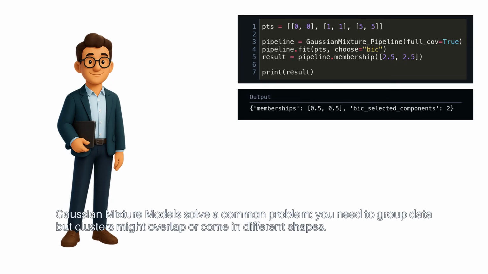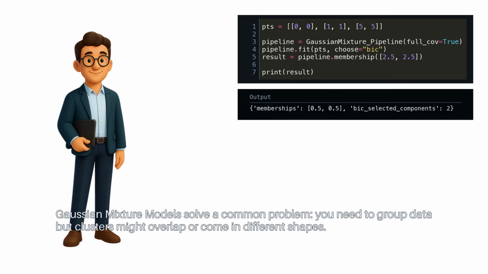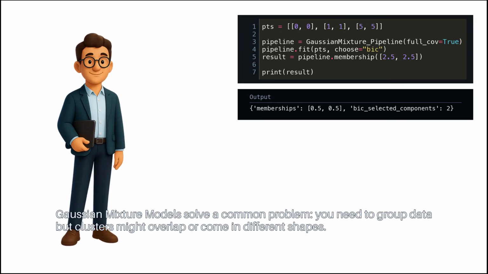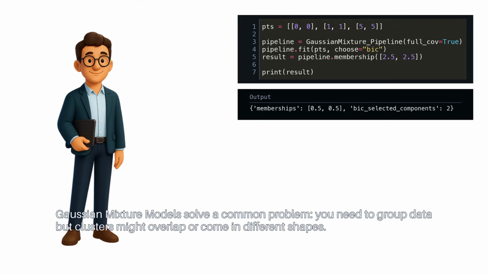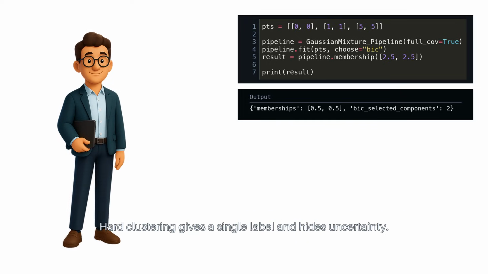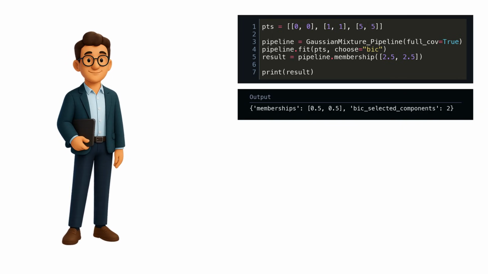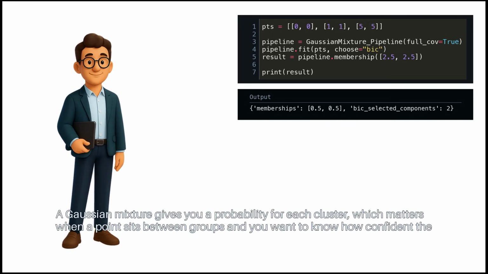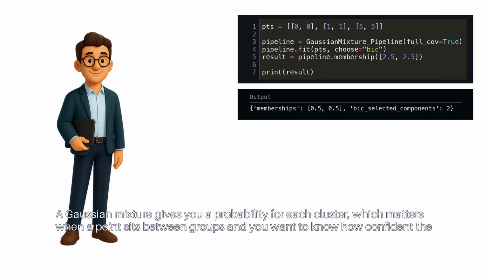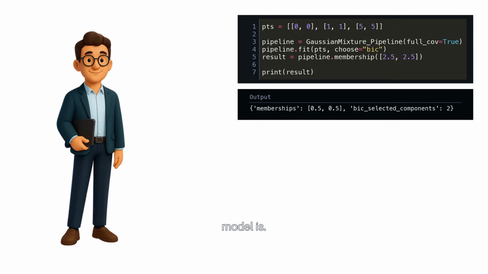Gaussian mixture models solve a common problem. You need to group data, but clusters might overlap or come in different shapes. Hard clustering gives a single label and hides uncertainty. A Gaussian mixture gives you a probability for each cluster, which matters when a point sits between groups, and you want to know how confident the model is.